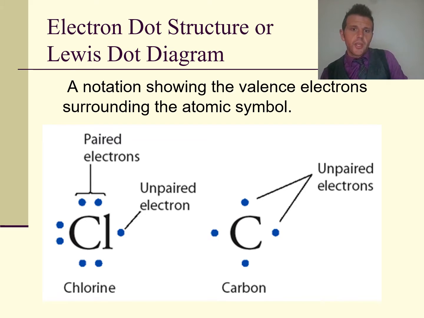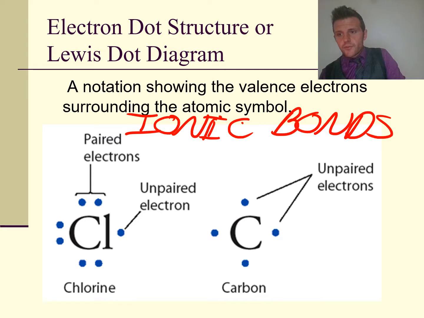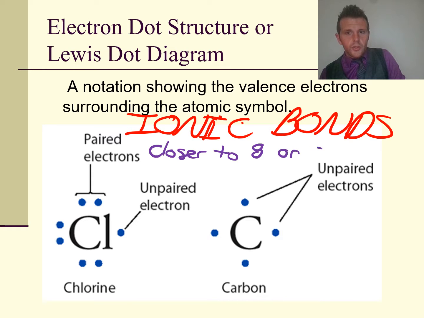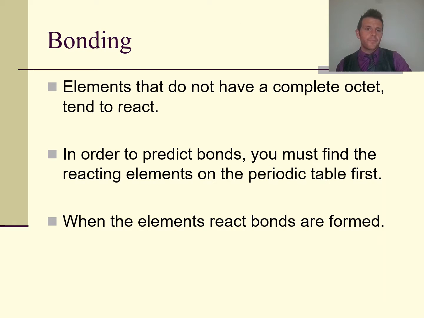The most important thing that you should be asking yourself for ionic bonds, you should always ask yourself this question: is it closer to 8 or 0 valence electrons? That will be the key. And I'll keep asking myself this every single time we do the practice problems, and you'll see what I mean.